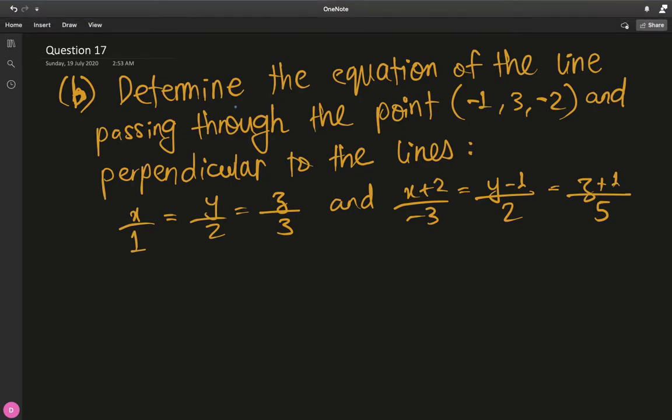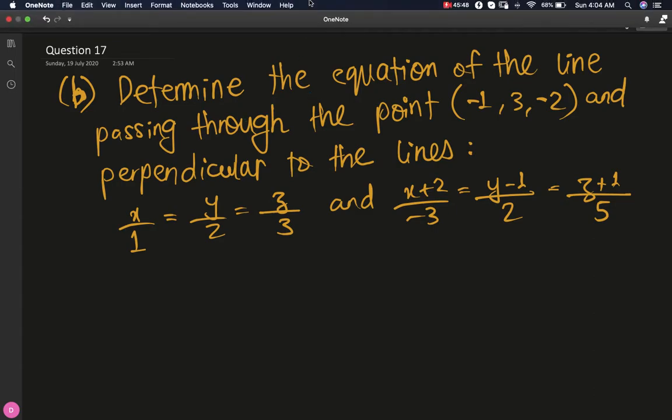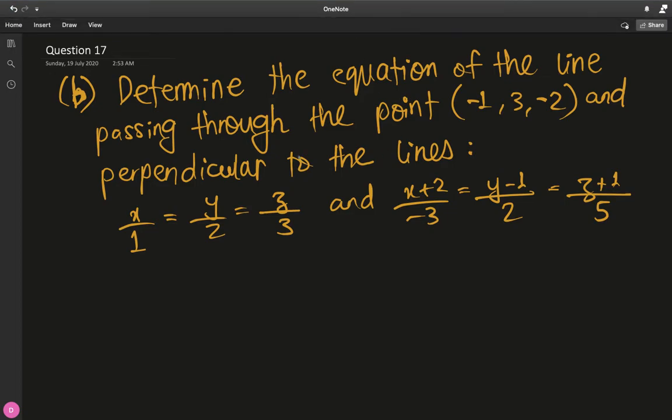Okay, so now question number 17, subpart B. They're telling us to find the equation of the line passing through the point (-1, 3, -2) and perpendicular to the lines, and they've given two lines in 3D space. So whatever this line is, it's going to be perpendicular to these things.